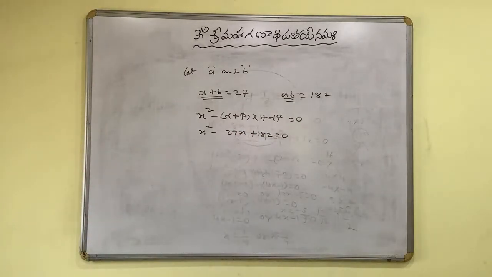Understand, children? We have the sum of two numbers and we have the product of two numbers. Let the quadratic equation be x² minus (α plus β)x plus αβ is equal to 0. We have α plus β as 27 and αβ as 182. Now splitting the middle term.